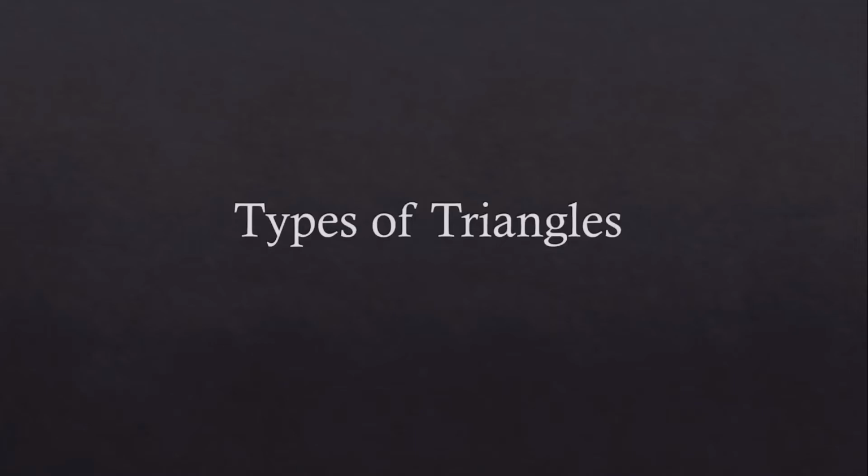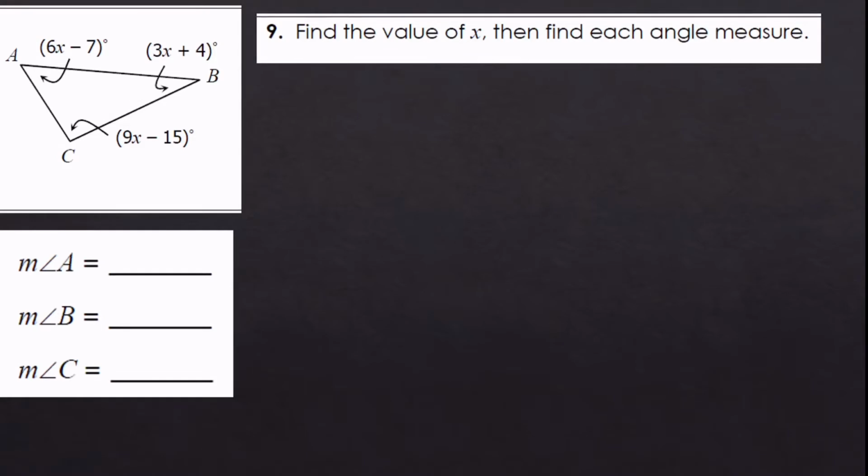Okay, now that we've talked about triangles, we're going to go a little further and be able to identify the different types. So before we do that, let's review the angles inside a triangle. If we look at number 9, this is very similar to one of the ones we did on Monday night's video, except here we're asked to find the value of x. But after that, it says find each angle measure. So there's an extra step we have to do.